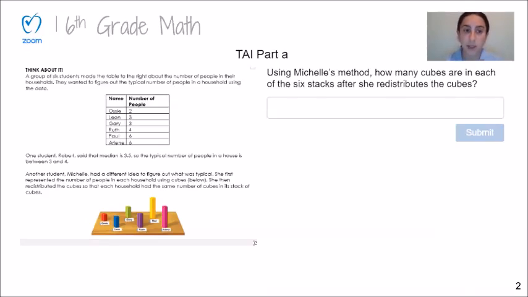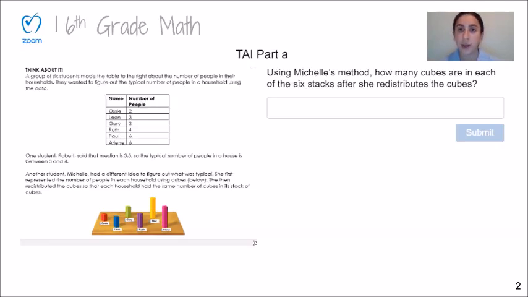One student, Robert, said that the median is 3.5. So the typical number of people in a house is between 3 and 4. That's what we learned yesterday. Another student, Michelle, had a different idea to figure out what was typical. She first represented the number of people in each household using cubes, which you can see there below. For example, we see that Ozzy in the table has 2 people in his household, therefore there are 2 cubes above Ozzy's name. She then redistributed the cubes so that each household had the same number of cubes in its stack of cubes.